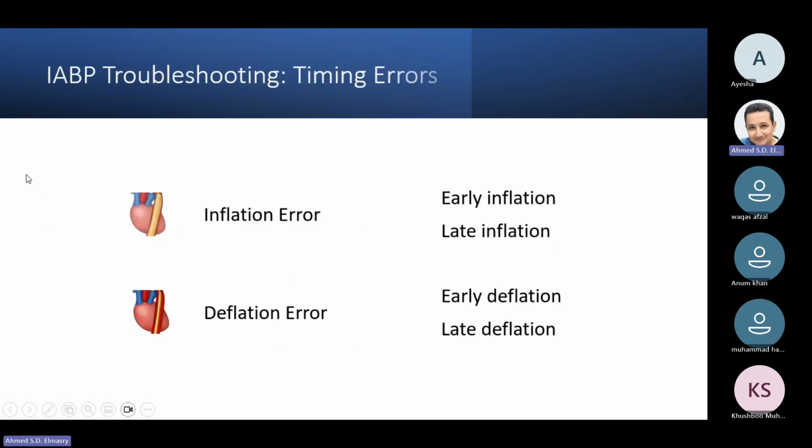So the first troubleshooting is related to the timing errors. The inflation error could be due to early inflation or late inflation. The deflation error could be due to early deflation or late deflation.